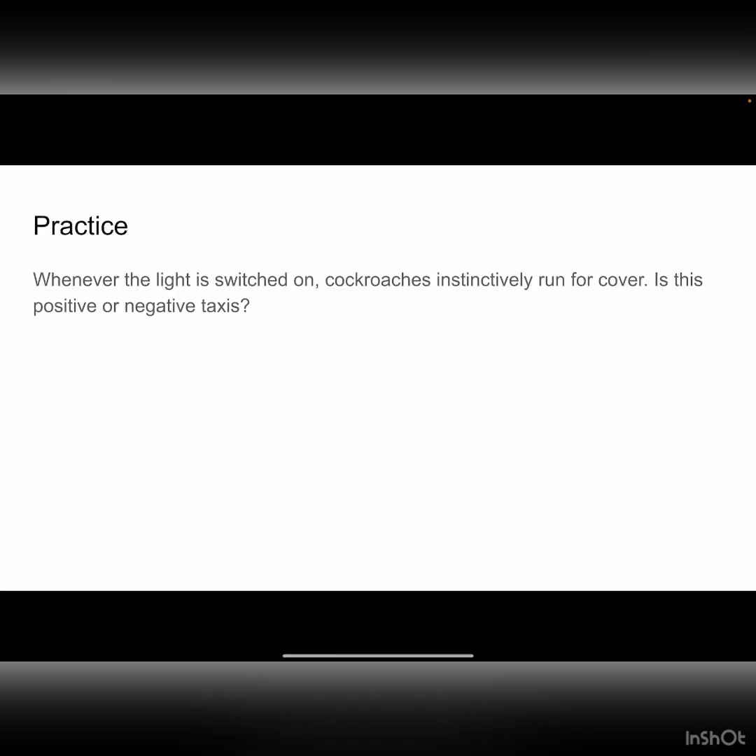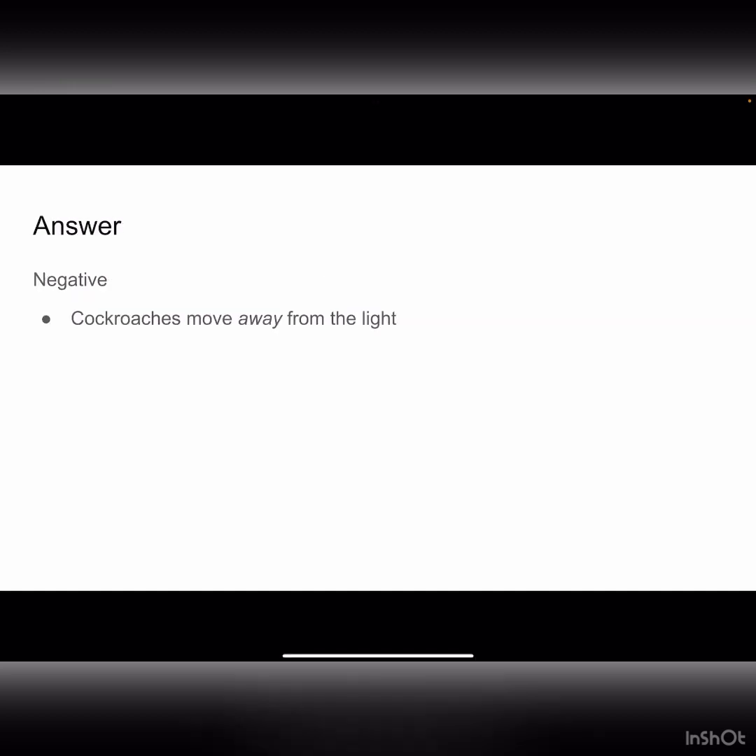Okay, last example for taxis. Whenever the light is switched on, cockroaches instinctively run for cover. Is this positive or negative taxis? This one was negative. Once again, the stimulus was light and cockroaches move away from light.